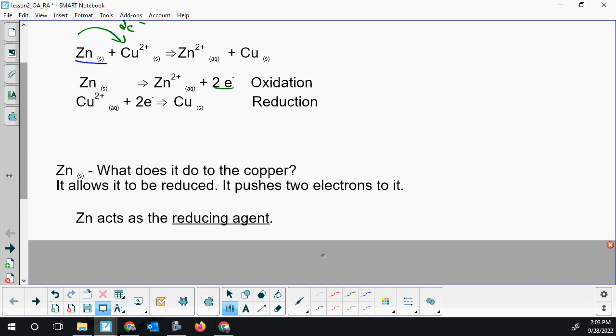We've already got a couple definitions now to keep straight. What happens to the zinc? It loses electrons, oxidized. It's our Leo. It gets oxidized. What does it cause the other species to do? It causes it to get reduced. So we call it a reducing agent. And these two definitions are always opposite to each other, and most students correctly identify them by remembering that opposite part.